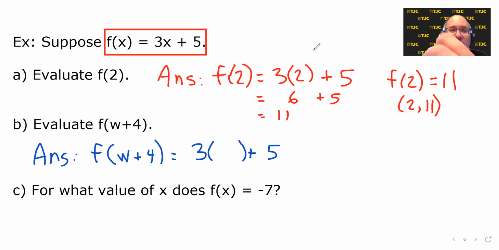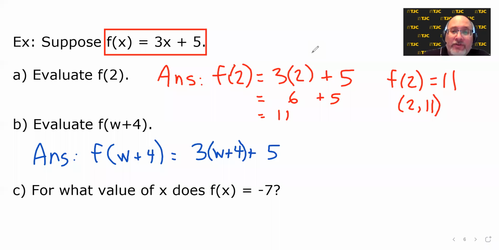Now, when you do this, you're preserving the structure of the function. Right now, I've got a setup that says 3 times something plus 5, which is exactly what the function says, 3 times something plus 5. So replace the x with empty parentheses, and inside those parentheses, write whatever the input is. In this case, w plus 4.